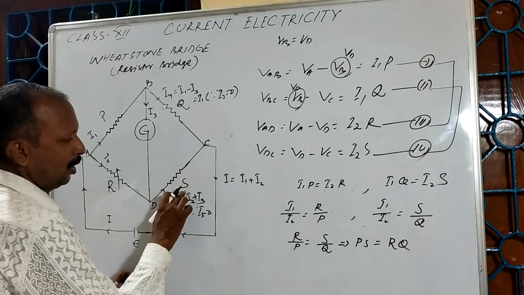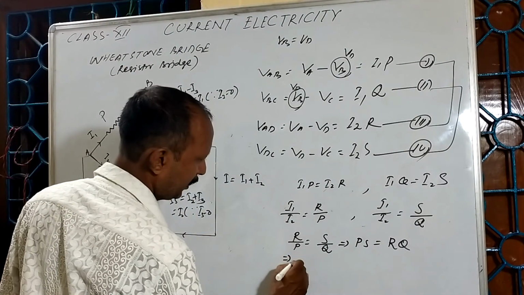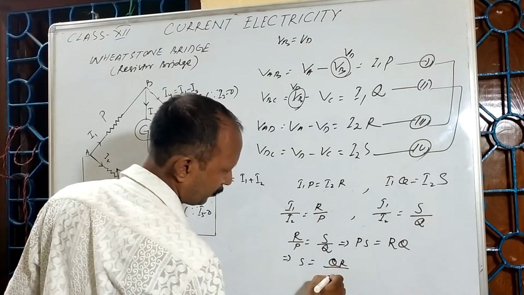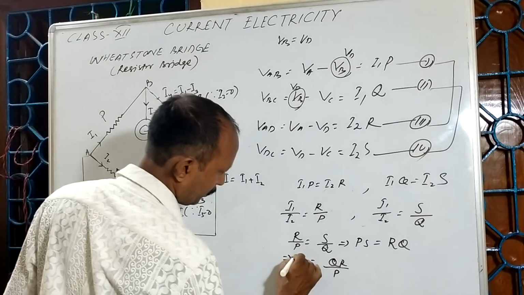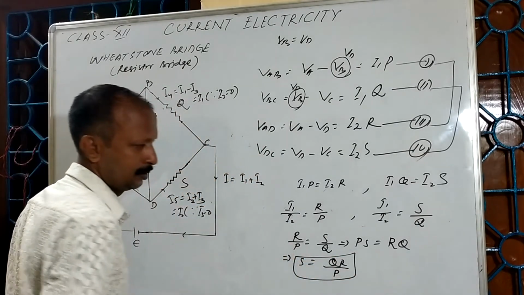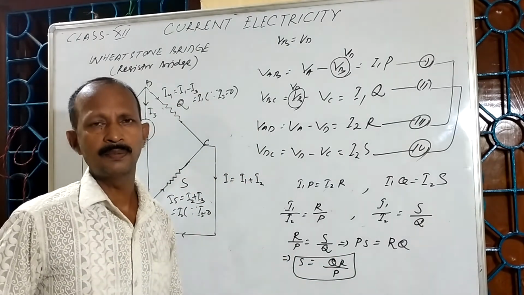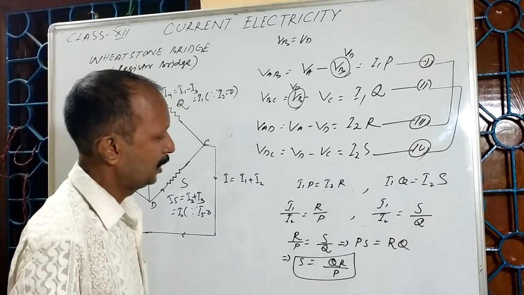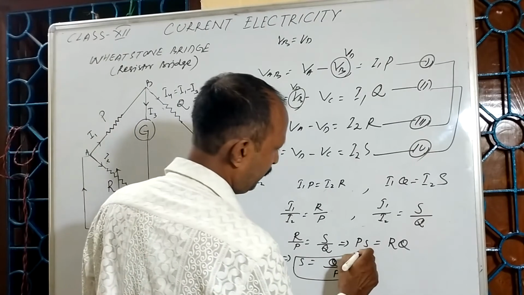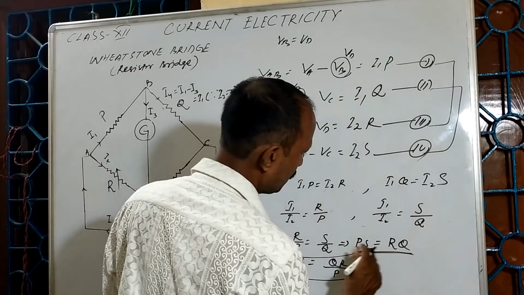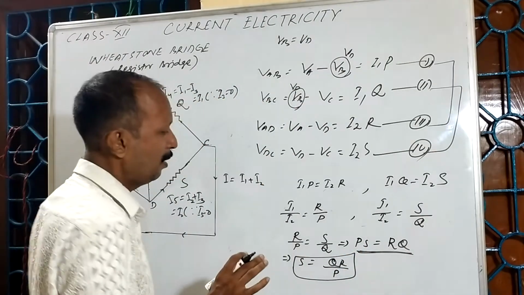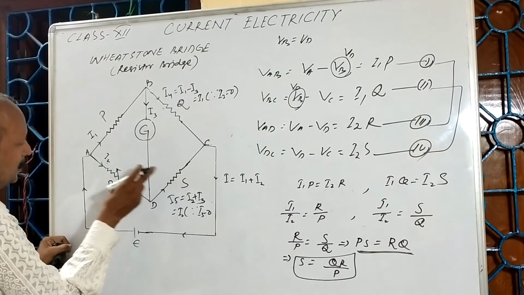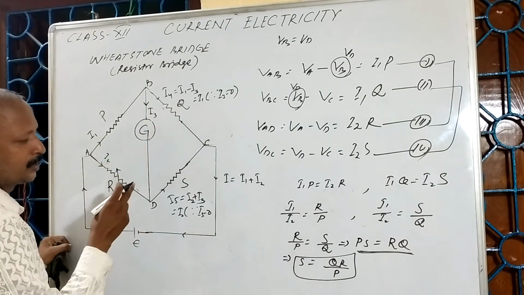Suppose this S is the unknown. That means I can find that S is equal to QR by P. We got the resistance of the unknown resistor S. So PS equal to RQ. This is the balanced condition. So you can remember like this, P into S is equal to R into Q.